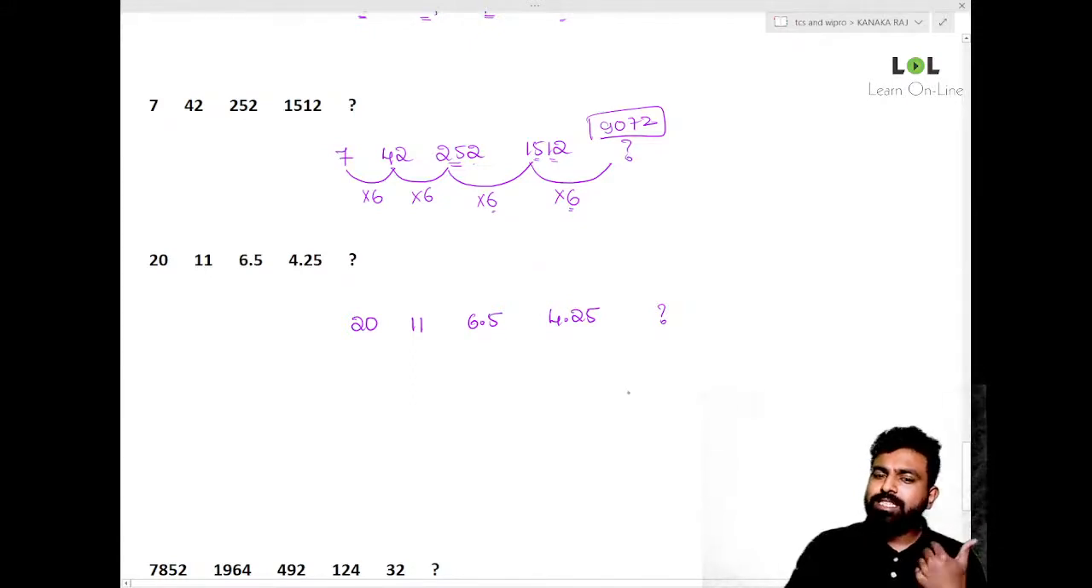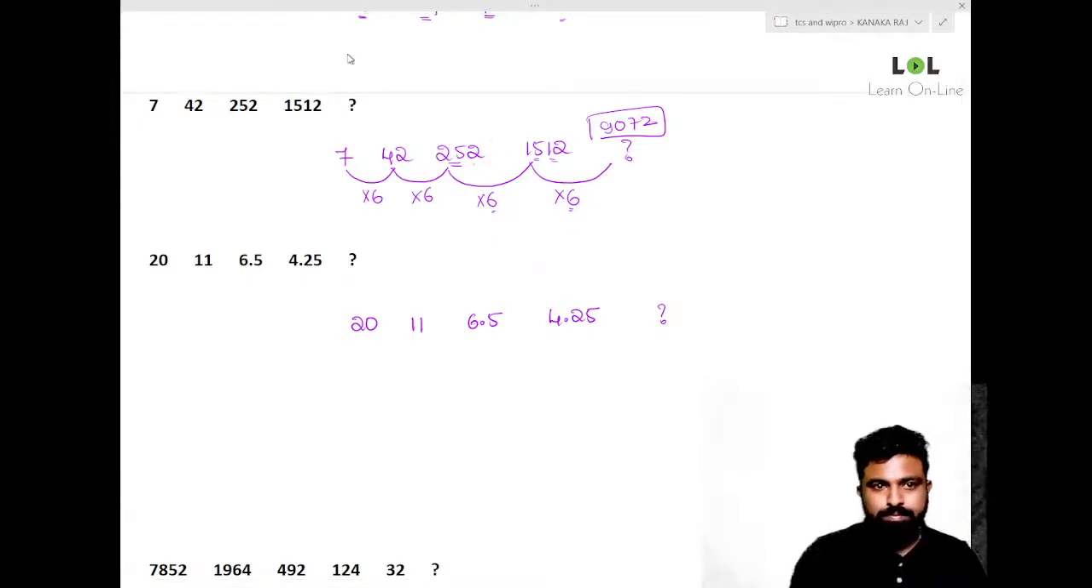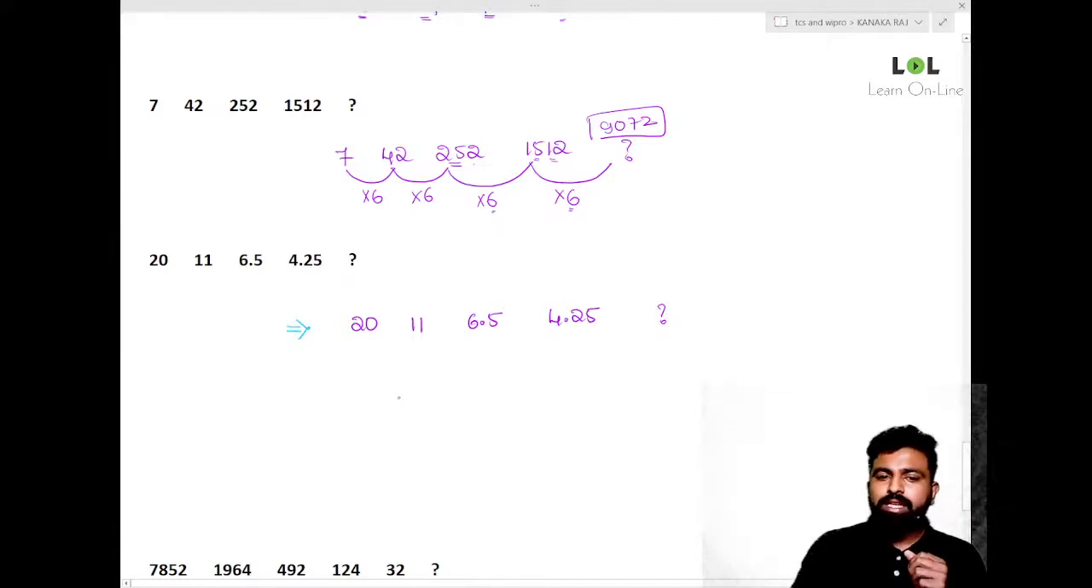What kind of a series is this? Multiple series or a different series? Yes, anyone? Perfect answer, Sri Lakshmi. Yes, it is 3.125. But why is it 3.125? N by 2 plus 1.